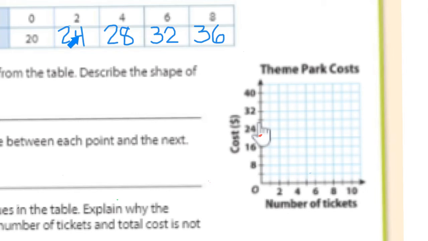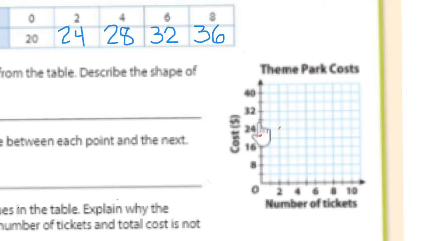Let's do (2, 24). So from the origin, 2, and then go up till you hit the line that has 24. Again, my apologies for that hand in the way. Okay, next we'll do (4, 28). 4, and go up till you get 28. So there's 28 right there.